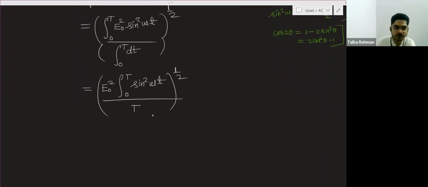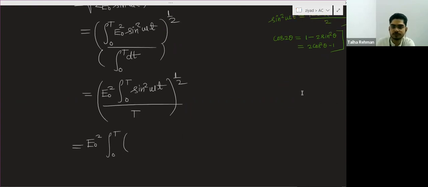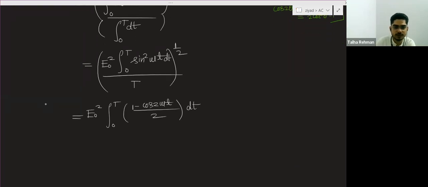So for this sine square omega t, you can put this is your E naught square, and this is the integration 0 to T of (1 minus cos 2 omega t) divided by 2, dt, and here is your T, and this whole thing has the power 1 by 2.